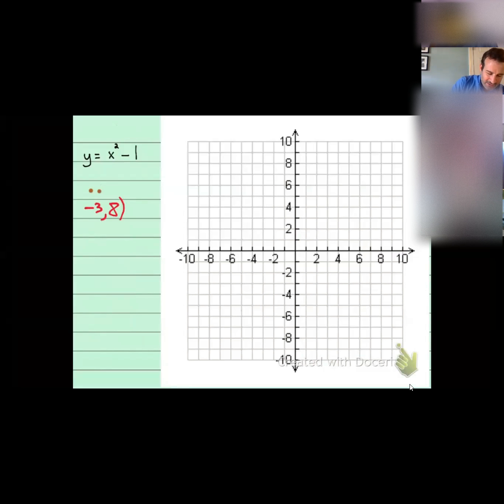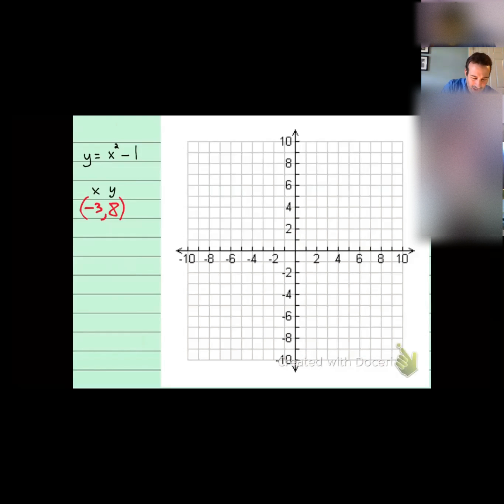Negative 3, 8. Now this is called an ordered pair. Remind me, somebody, what is that negative 3? What letter? X. That's the X. And what about the 8? Y. That's right. To help you remember, it's alphabetical: X, Y, Z. X comes before Y.